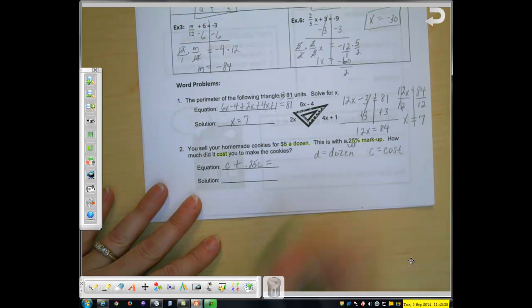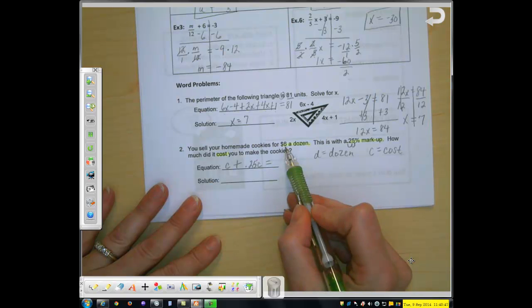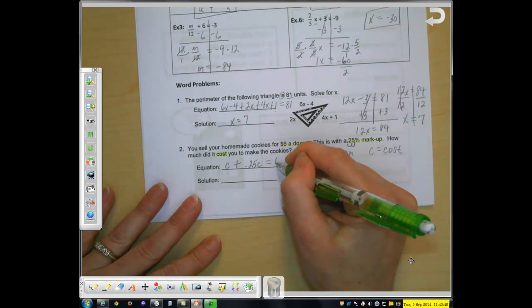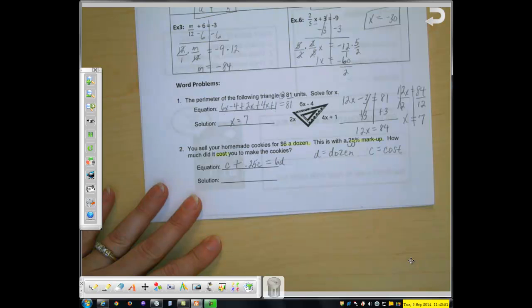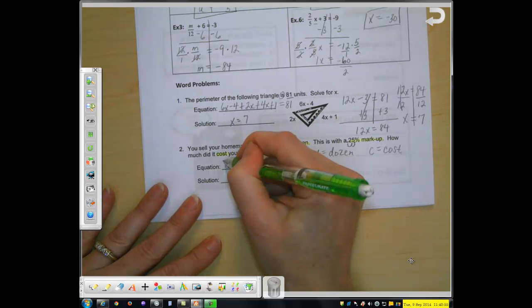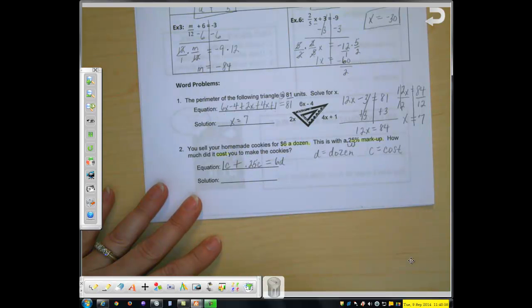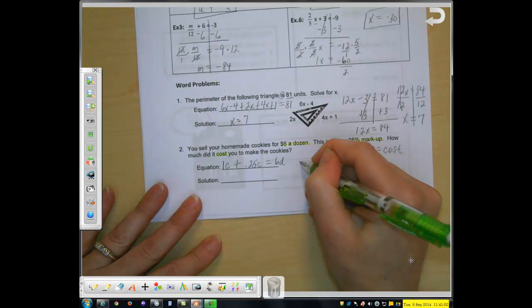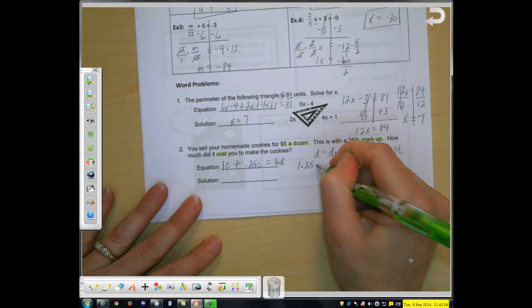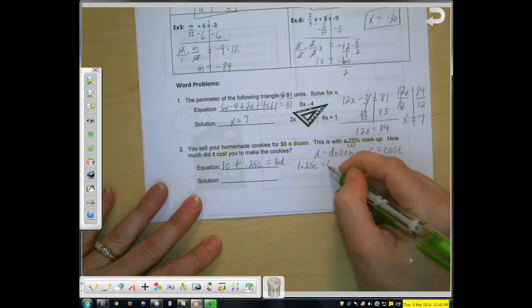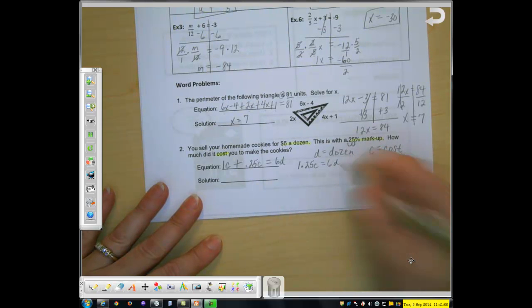And then this is going to equal the amount of money that we make by selling the cookies. Well, how much do we make by selling the cookies? We make $6 for each dozen. So we make 6D. So let's simplify our equation a little bit. Notice that we have two like terms here that we can add together. So 1C plus 0.25C is 1.25C equals 6D.